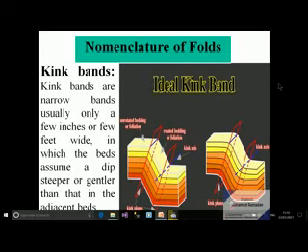Kink bands are narrow bands, usually only a few inches or a few feet wide, in which the beds assume a dip steeper or gentler than that in the adjacent beds.